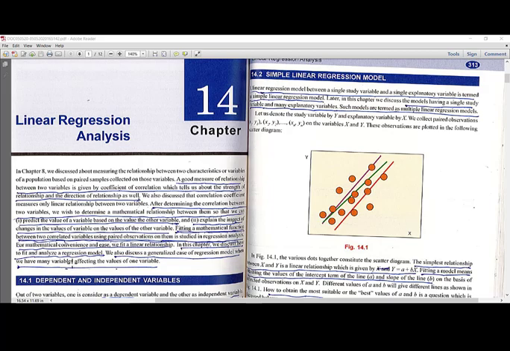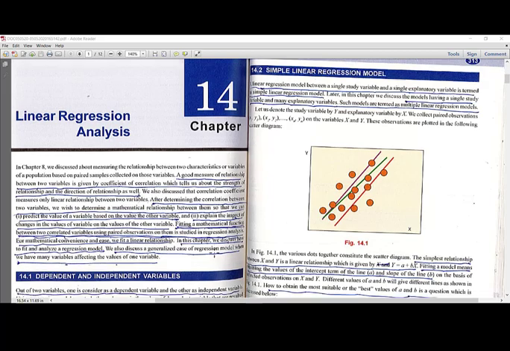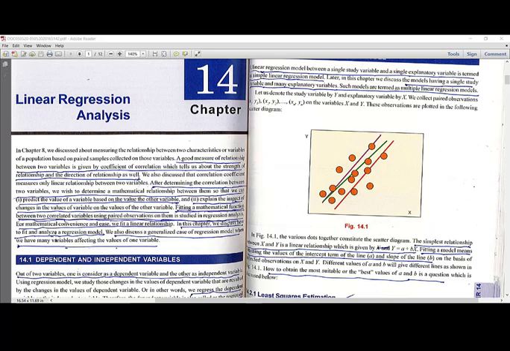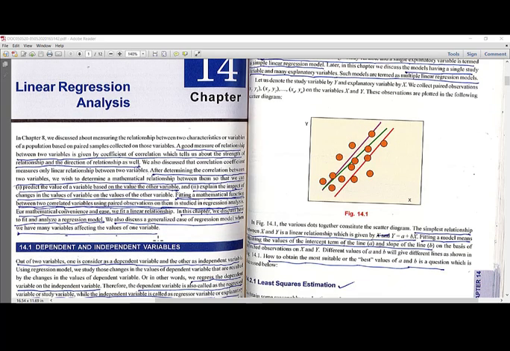For mathematical convenience and ease, we fit a linear relationship, and in this presentation, we discuss how to fit and analyze a regression model. We also discuss a generalized case of the regression model when we have many variables affecting the values of one variable.